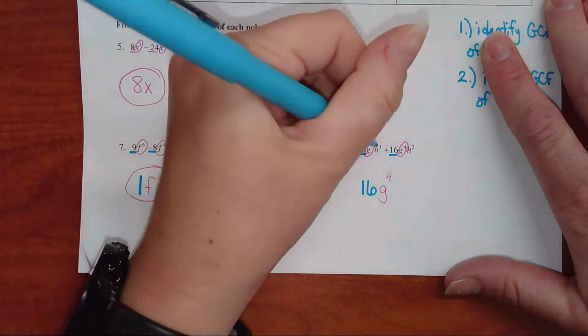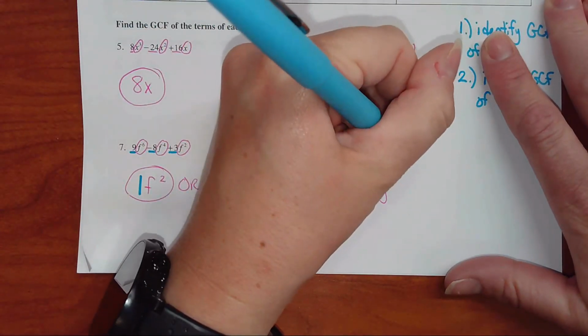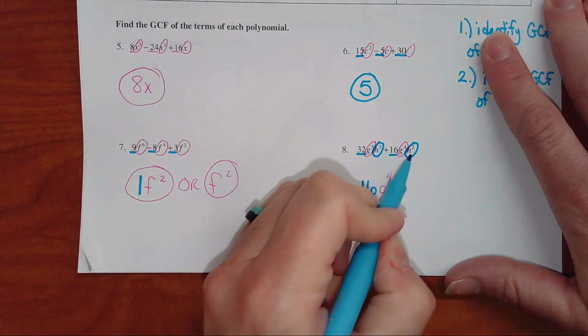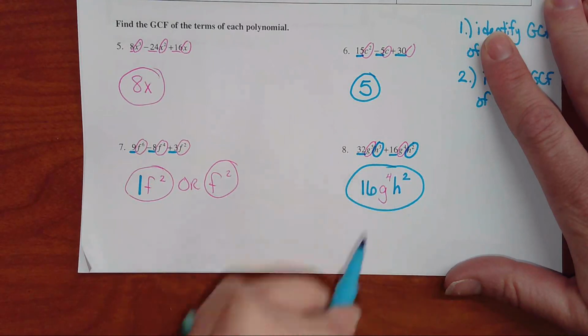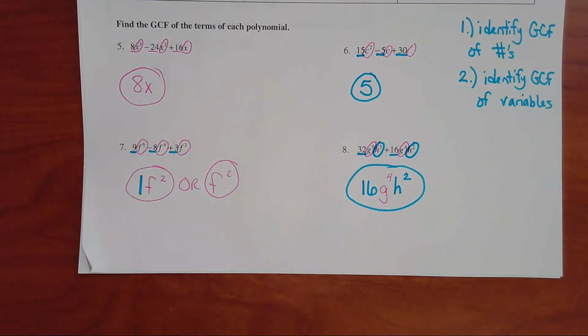Then we go to the h cubed, h squared. They both have h. Go with the smallest exponent, h squared. So 16g to the 4th h squared. And you would just smush it all together.